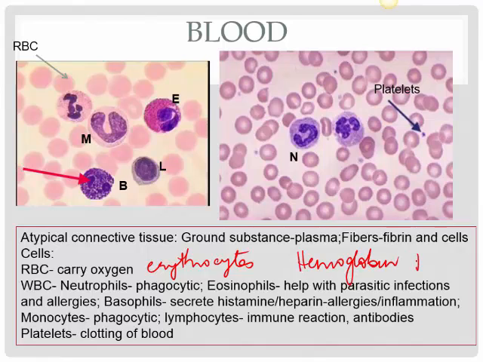So they have this hemoglobin pigment in them, and that hemoglobin has an iron component which is able to attach to oxygen. So that's why red blood cells are able to carry oxygen to the tissues. Red blood cells are the most plentiful of the blood cells. They are in millions.